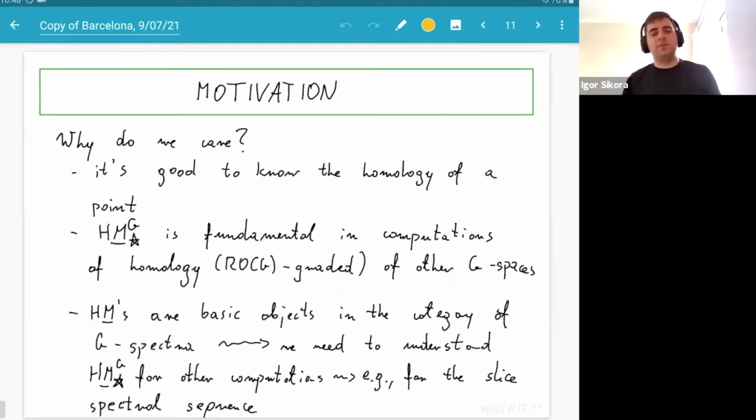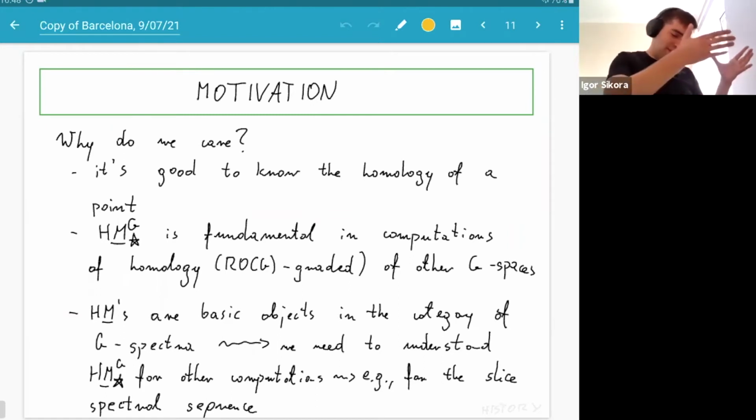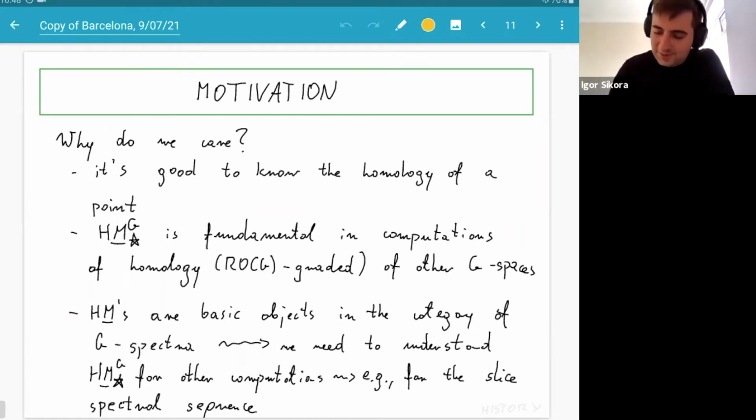So let's say a couple of words about motivation. Why do we care? The first motivation, at least to my taste, is that it's strange and interesting that computing the homology of a point is hard. And a point is the simplest non-empty topological space, so it is good to know its homology. But I should probably give some better motivations for this. The coefficients of Eilenberg-MacLane spectra are fundamental in computations of RO(G)-graded homology or cohomology of other G-spaces, G-spectra, or other objects.